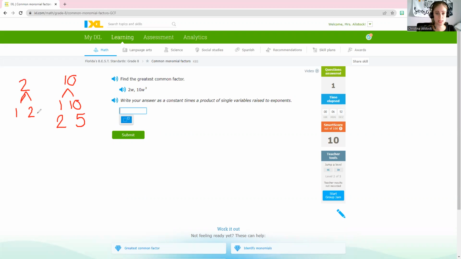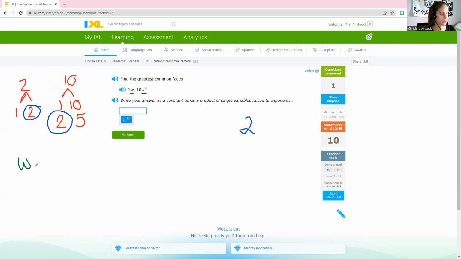Meaning the GCF, the greatest factor that they have in common, is our 2. So I'm going to go ahead and write this over here. So the number, the coefficient version of our GCF is 2. But we can't forget about those variables. We need to find the coefficient of our variables.